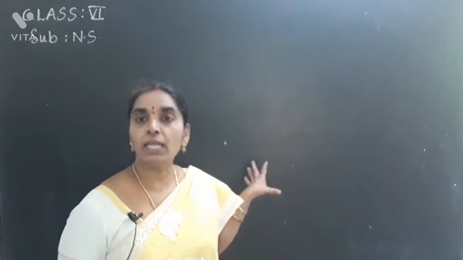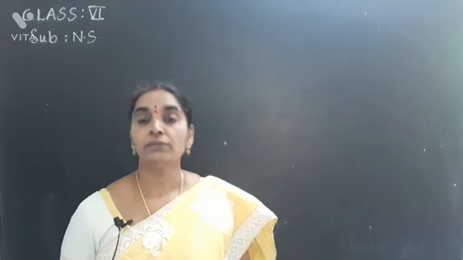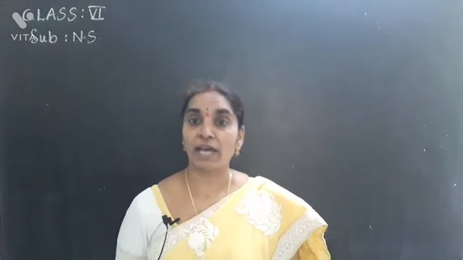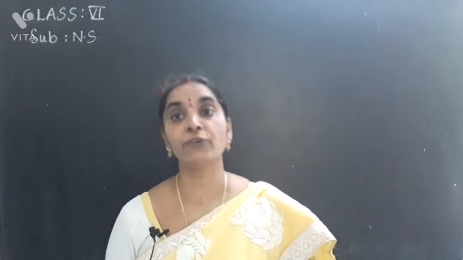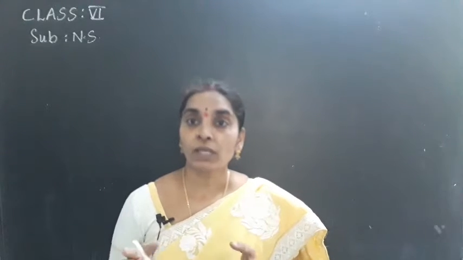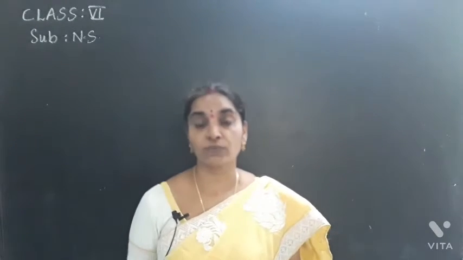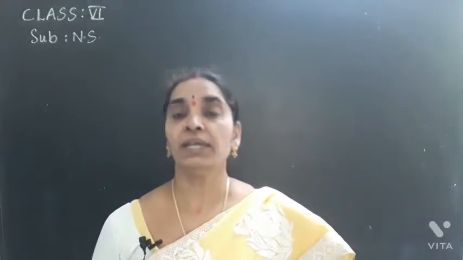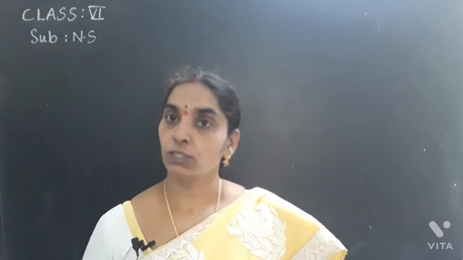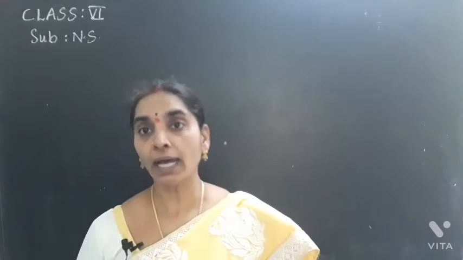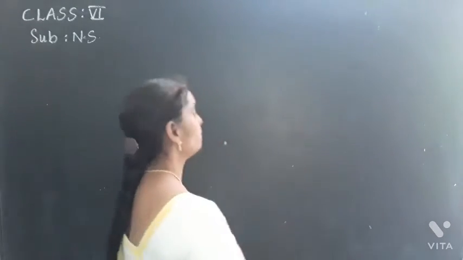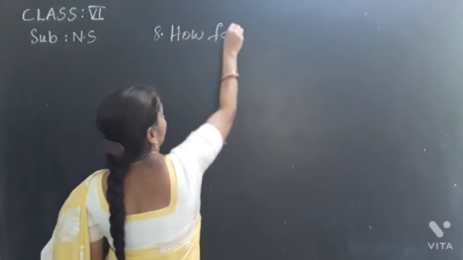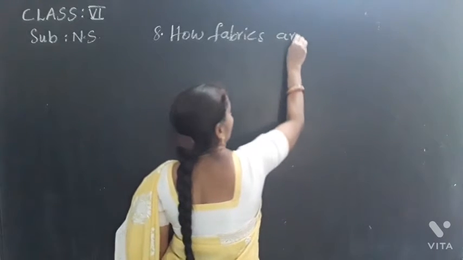Okay, so we'll learn about the different types of clothes, where they come from and how they are made, and whether the process of manufacturing different fabrics is the same for all or is it different? What are the different fabrics that are manufactured in different parts of our country? Everything we are going to learn in this lesson, how fabrics are made. So what is the lesson name children? It is the 8th lesson of your textbook, how fabrics are made.